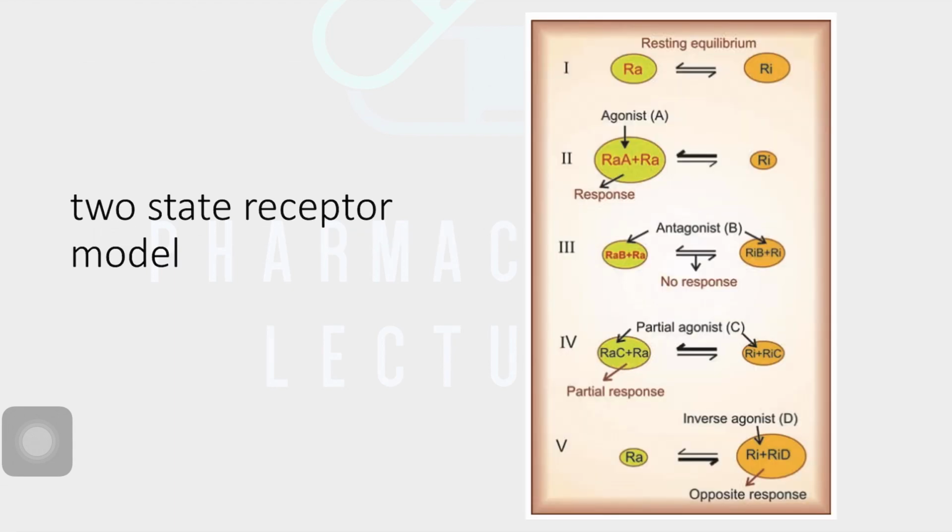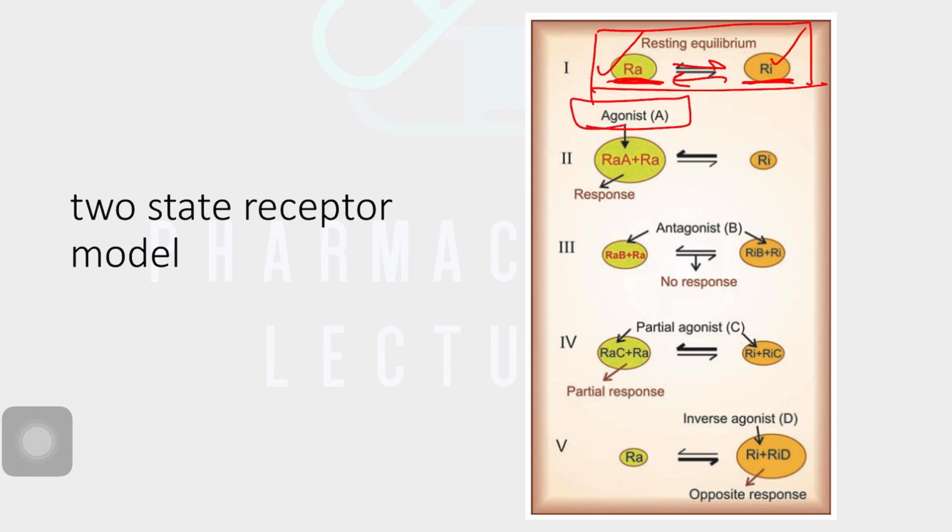Now we also need to understand the two-state receptor model. One more theory about agonists and partial agonists is the state of receptors. They say that receptors are in an equilibrium state in the resting phase: an equilibrium between activated receptors and inactivated receptors. So receptors are basically in two states, an active form and an inactive form, and both these forms are generally in equilibrium. This is the resting equilibrium between the active and inactive forms of receptors.